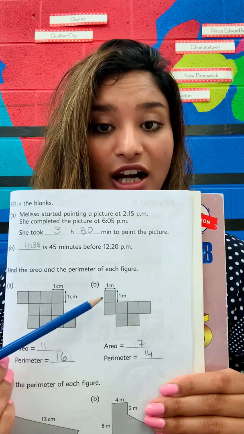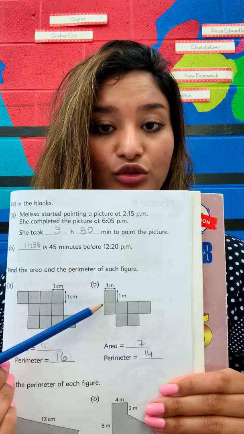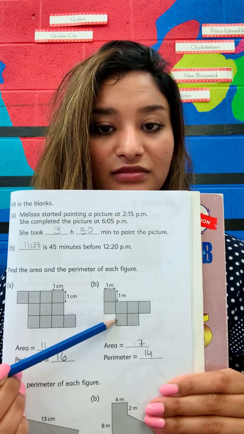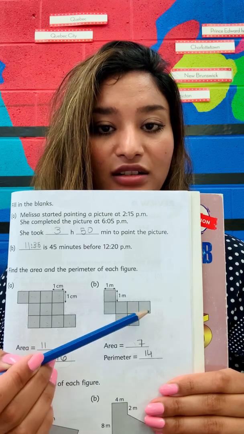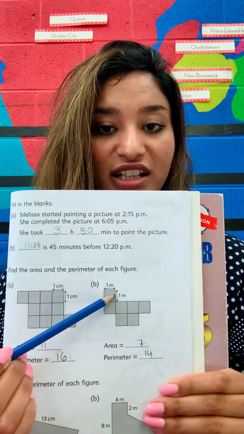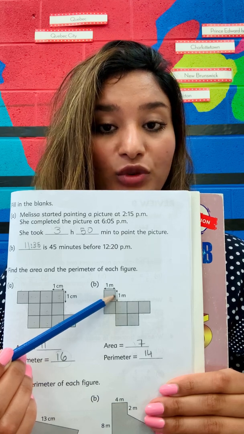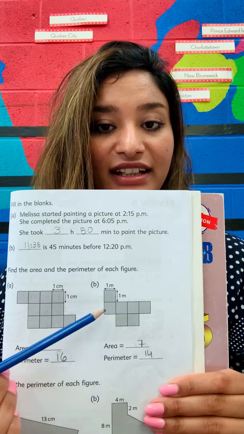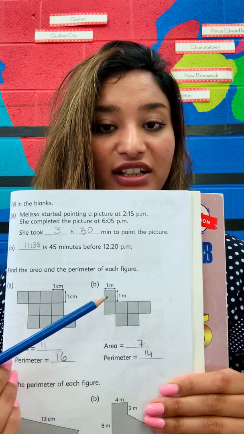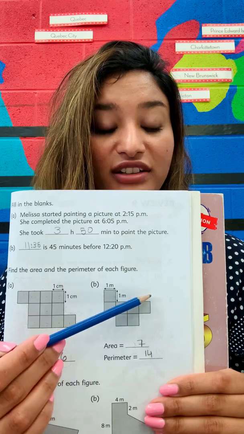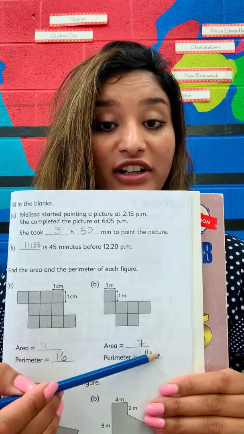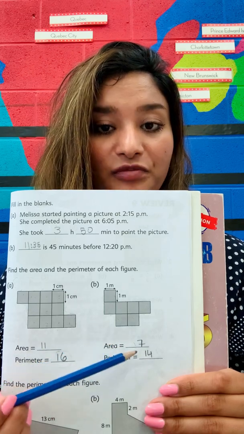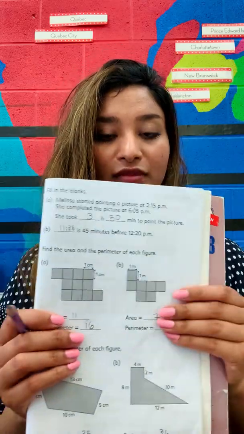Let's look at our sides now, okay? So 1, 2, 3 on this side. Then we have 1, 2, 3 on this side. So we had 4 top, 4 bottom. That was 8. Then we had 9, 10, 11 on this side and 3 on this side, which gives us 14. Okay, so 8 and 6, that is 14. So my perimeter is 14.